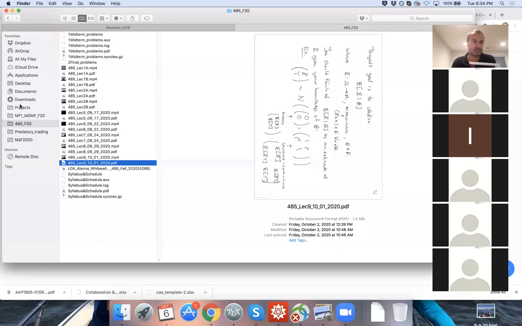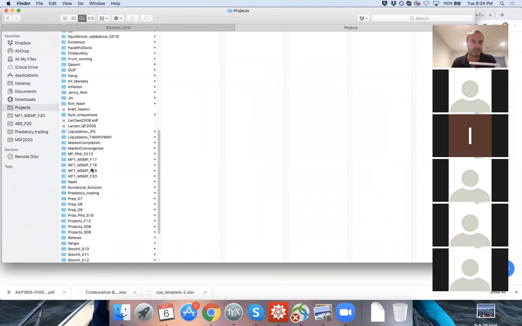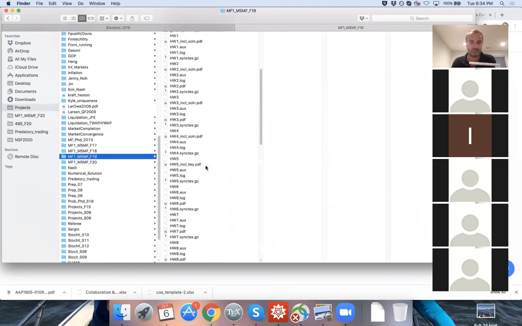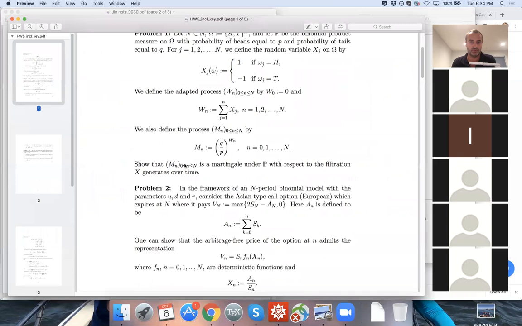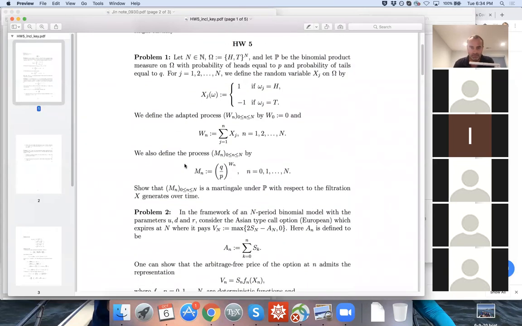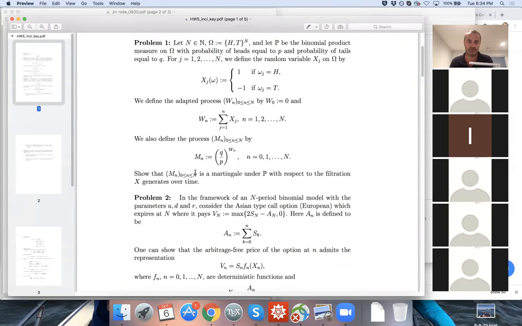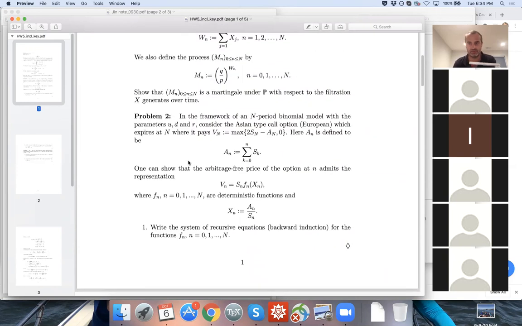Let's just have a look. Yeah, we're going to talk about this tonight. Here you need to know what a martingale is, and here you need to find these backward induction functions. This is tonight's lecture.